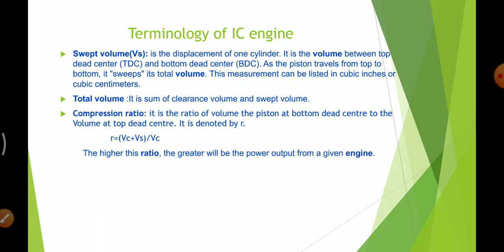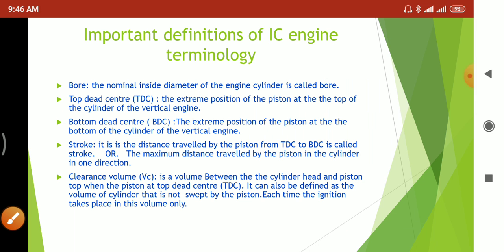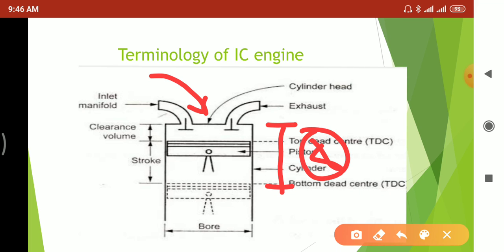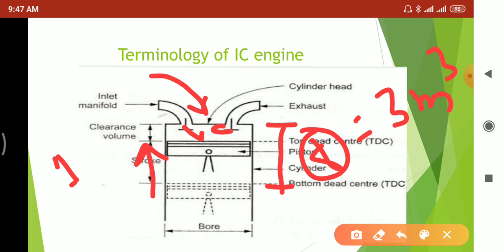Let me explain compression ratio with an example. When fuel enters this cylinder, it occupies the space from the top of the cylinder to the bottom of the piston. This is the area occupied by the fuel. When you compress this fuel, it will occupy less space, and that is Vc. Say, for example, this total volume is 3 meter cube and this Vc equals 1 meter cube. So the compression ratio is 3:1. We are compressing 3 meter cube to 1 meter cube. That is the compression ratio.